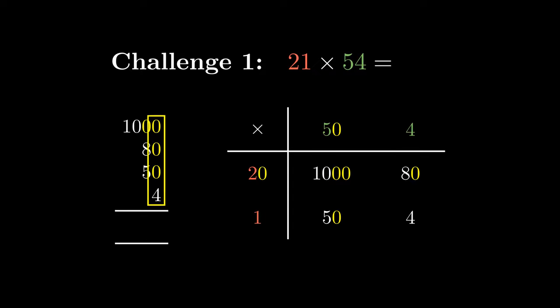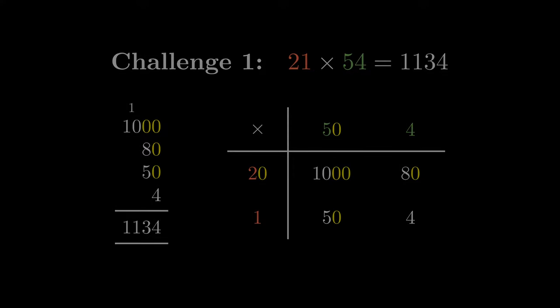Adding the zeros and the 4 gives us a 4. Adding the 8 and the 5 gives us 13, carrying the 1 over. Adding 1 and 0 gives us 1, and the number 1 simply equals the number 1. This means that 21 times 54 equals 1,134.